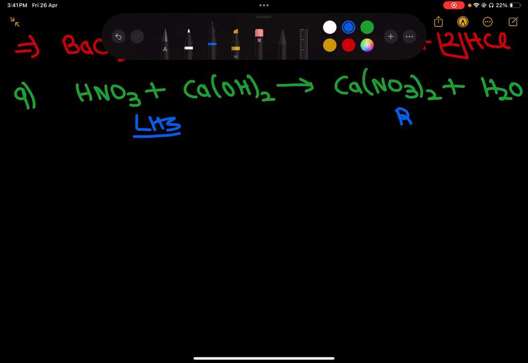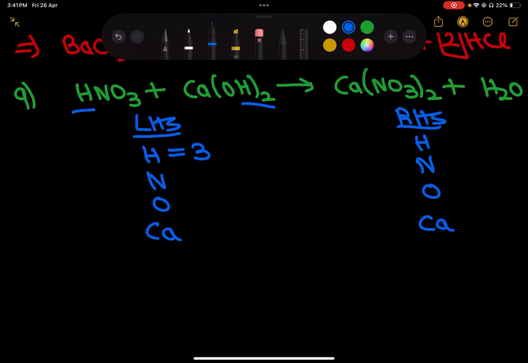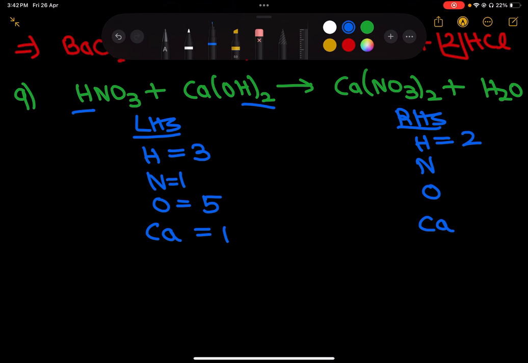So LHS, RHS, balancing it: H, N, O and Ca. Okay, so H is 1 plus 1 and 2, so 3, N is 1, O is 3 plus 2, so 5, and Ca is 1. Here H is 2, N is 2, O is 3 times 2, 6 plus 1, 7, and Ca is 1. So here nitrogen is not balanced. First of all, Ca is already balanced, so let us balance nitrogen.